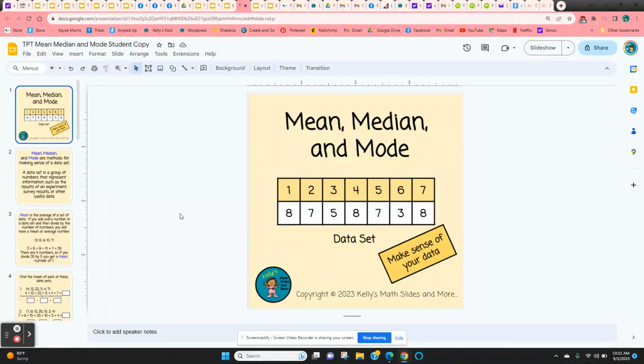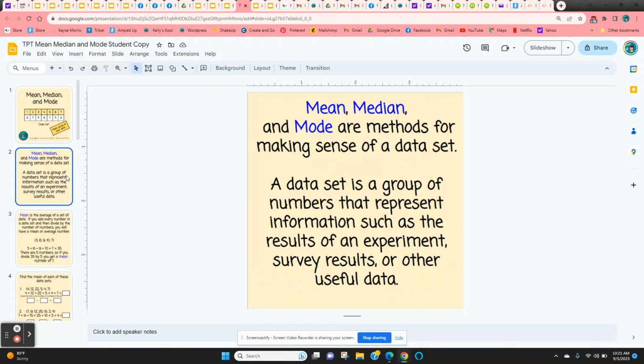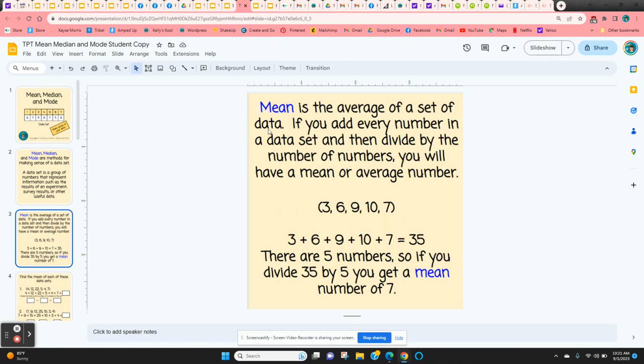Mean, median, and mode. This is a digital lesson, and it starts out explaining to the students that these are methods for making sense of a set of data. So it can be the results of an experiment, it could be survey results, or any other useful data. So it starts with mean.